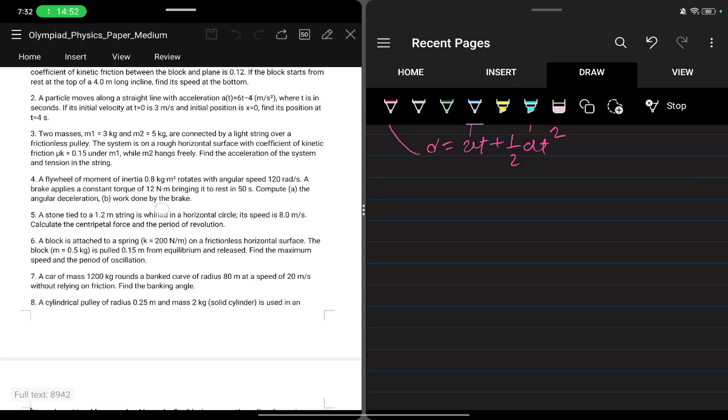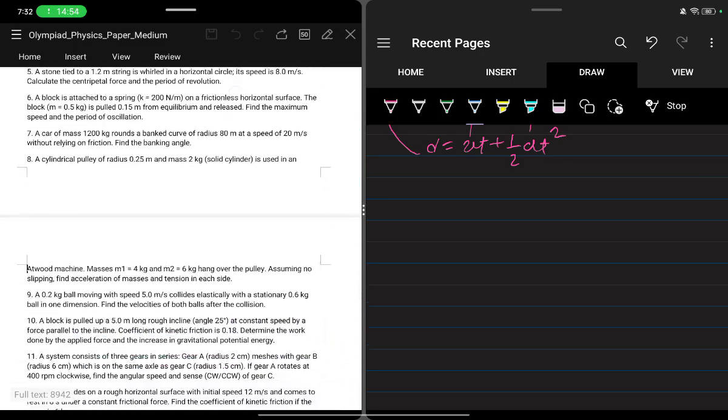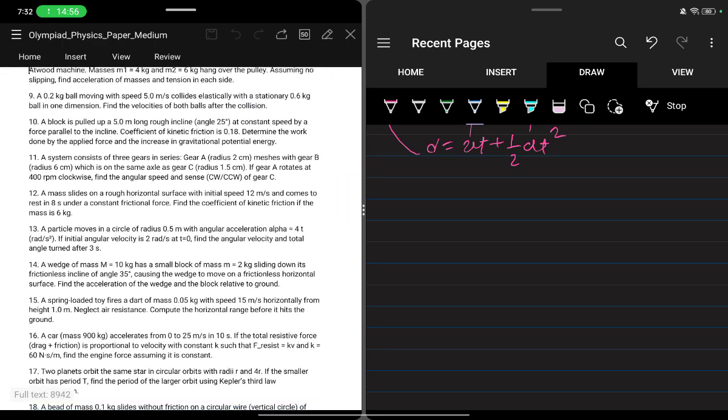Next question. Can you scroll? Can you scroll down? I want to double check two. Which one? Okay, so let's do question number 9.